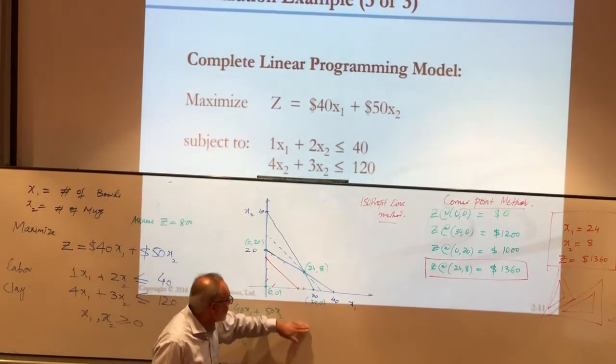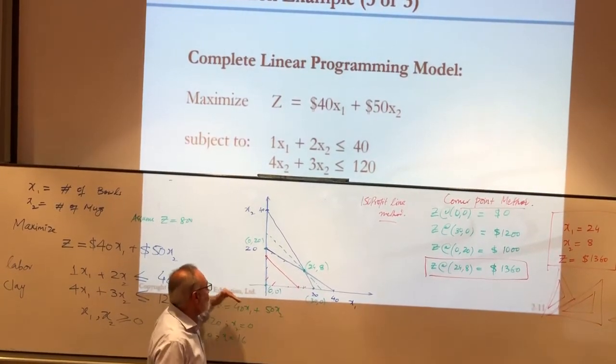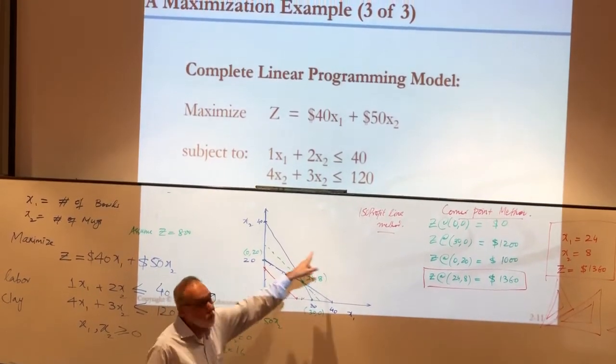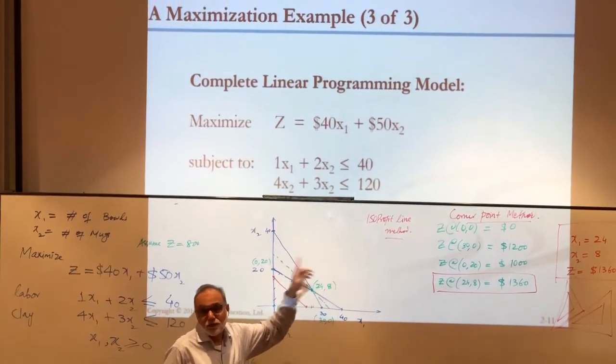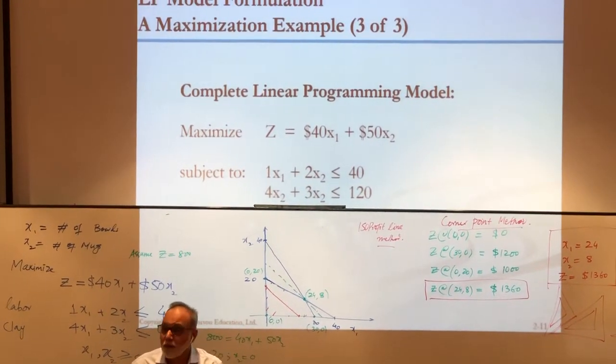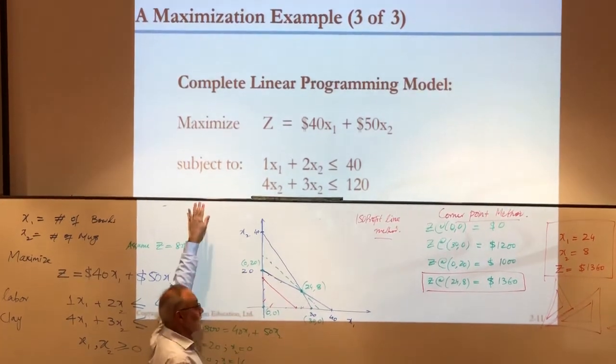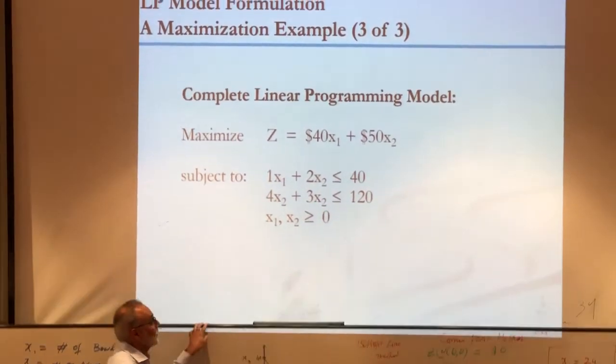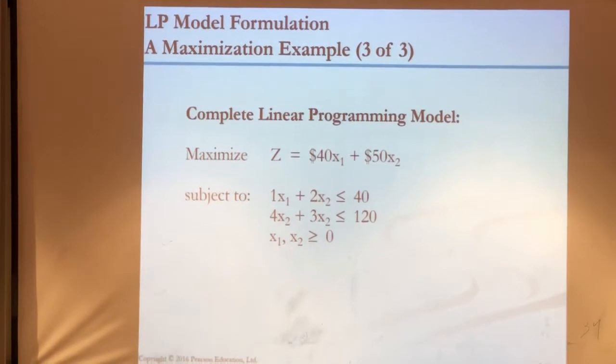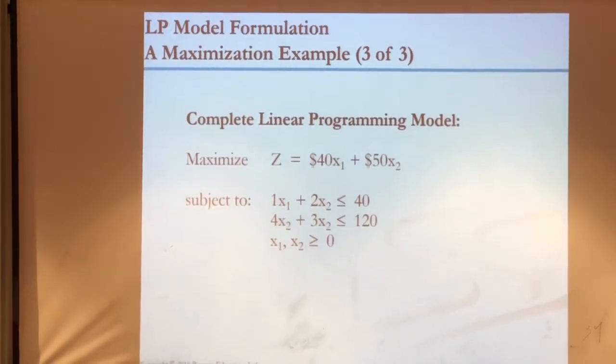We will not work in this quadrant or this quadrant or this quadrant. We will work only in the first quadrant, because x1 and x2 both will be positive. So this constraint is there, x1 and x2 greater or equal to 0.